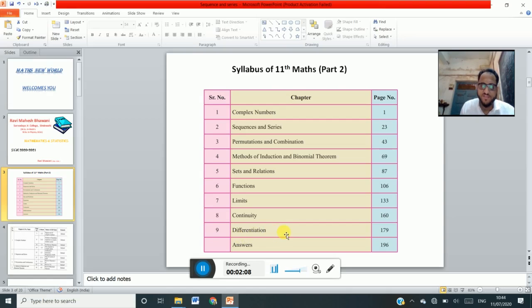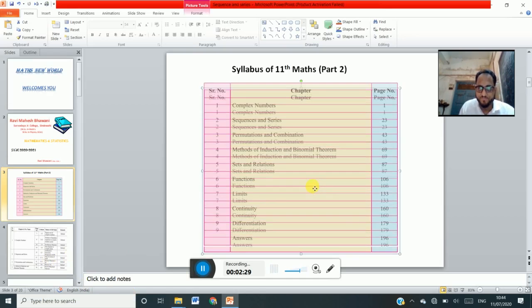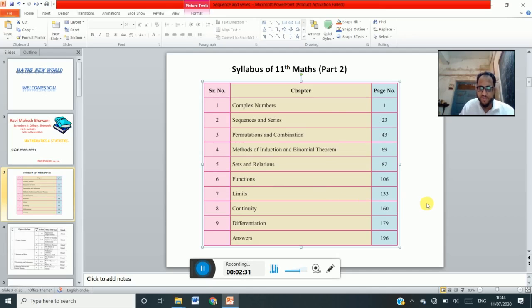So differentiation is the last chapter in the 12th syllabus, and the first chapter in the 11th syllabus also. The basic part of differentiation is in the 11th standard, then detail is in the 12th standard, right? But the time is not sufficient to you in the 11th standard, so this year some part of the syllabus is deleted.